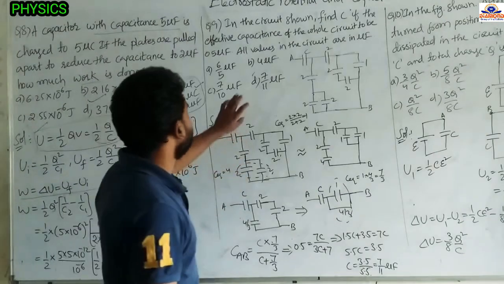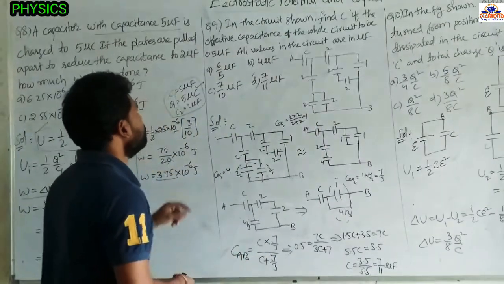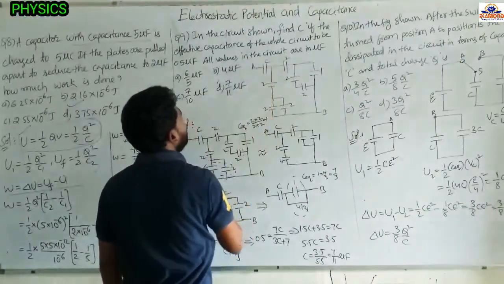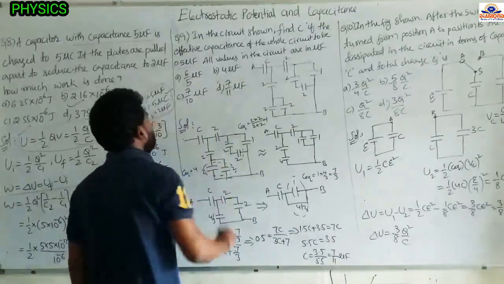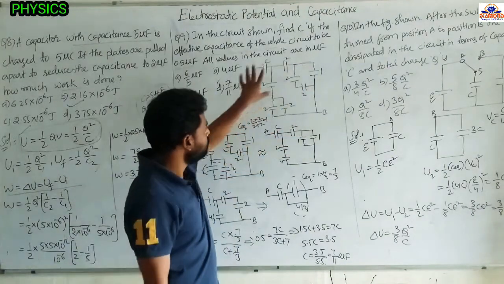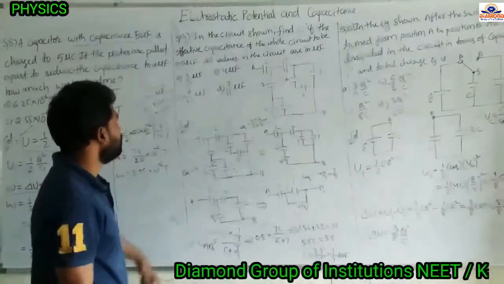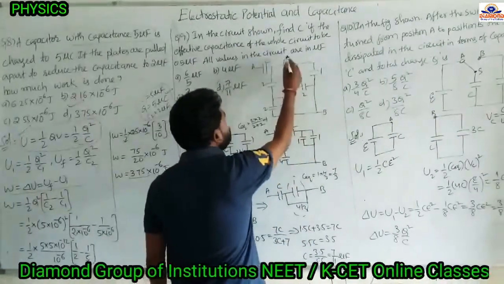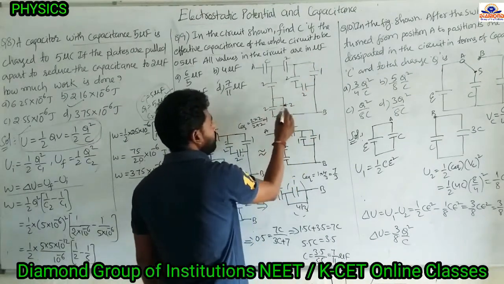And next, see, very important question, this question was asked in last year's mains exam. In the circuit shown, find C. Okay, this is the C value we have to find. If the effective capacitance of the whole circuit is 0.5 microfarad, the total effective capacitance of the circuit is 0.5 microfarads. All values in the circuit are in microfarads. Here 2 given means 2 microfarad, 2 microfarad, 2 microfarad, 1 microfarad, 2 microfarad, 2 microfarad, 2 microfarad.